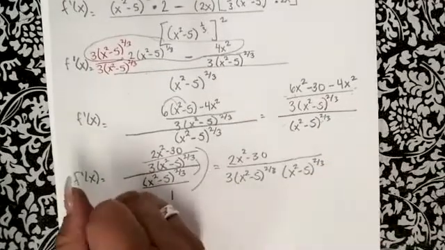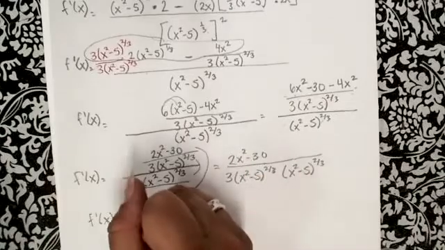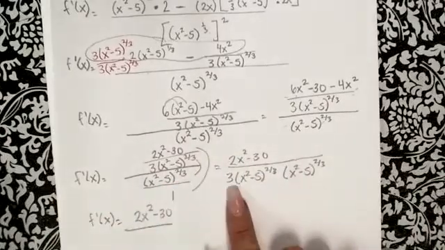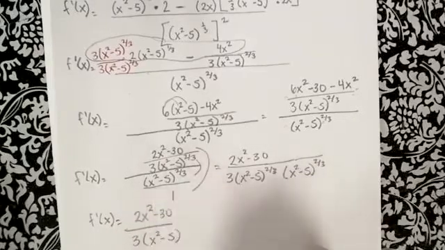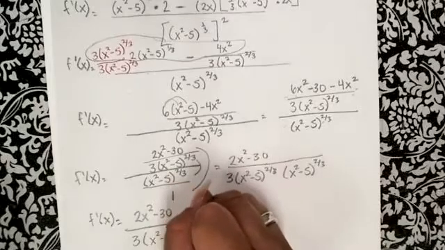So then the final answer, the numerator is going to be a 2x squared minus 30. The denominator is going to be a 3x squared minus 5. 2/3 plus 2/3 is actually 4/3, sorry.